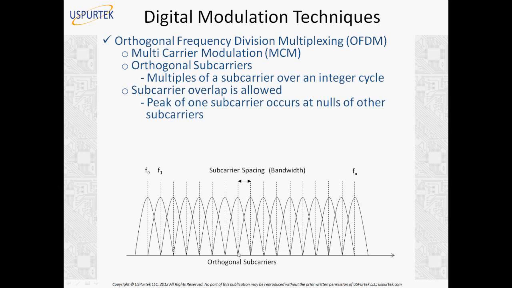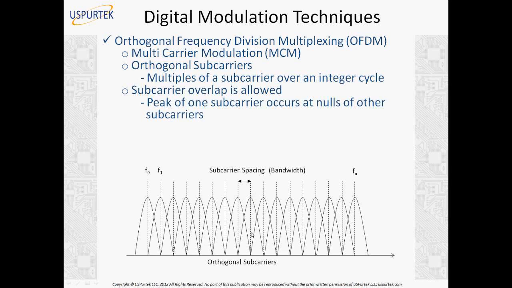So all the subcarriers must be strictly spaced apart in such a way that the peak of one coincides with the null of the other. If that is the case, then this subcarrier, although it overlaps with the adjacent one, will not interfere with the adjacent subcarrier. So that is the key to orthogonality here. That is why we call it orthogonal frequency division multiplexing.